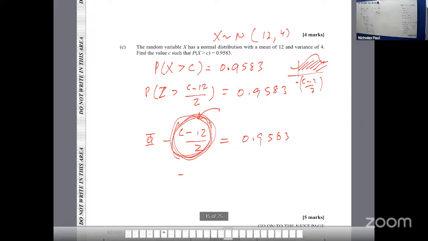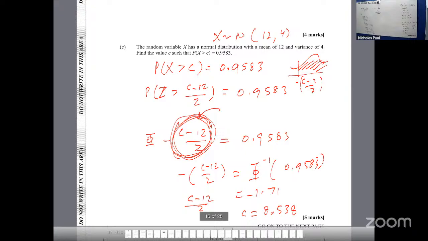Now we have minus C minus 12 on 2 is phi inverse of 0.9583. How much is that? 1.731. So carry it across. You'll get C minus 12 is minus of this. Multiply by 2 and add 12. How much is that? 8.53.